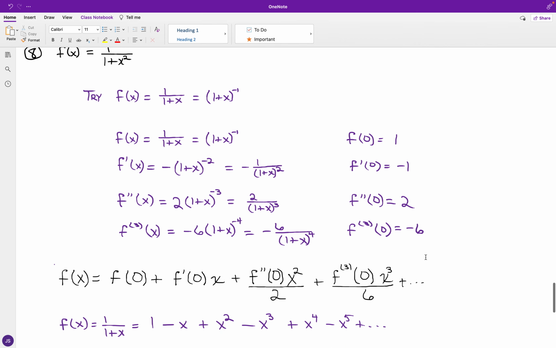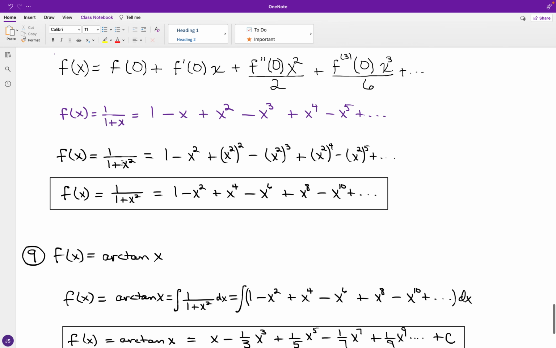Now for 1 over 1 plus x, you're going to have 1 minus x plus x squared minus x cubed. Notice you have alternating positive and negative values as we have the monomial x go up 1 degree at a time. And if I were to replace x with x squared to get to what we are originally looking for, for 1 over 1 plus x squared, we have 1 minus x squared plus the square of x squared, which will be x to the 4th, minus the cube of x squared, which will be minus x to the 6th, and then we have plus x to the 8th, minus x to the 10th, and so on.